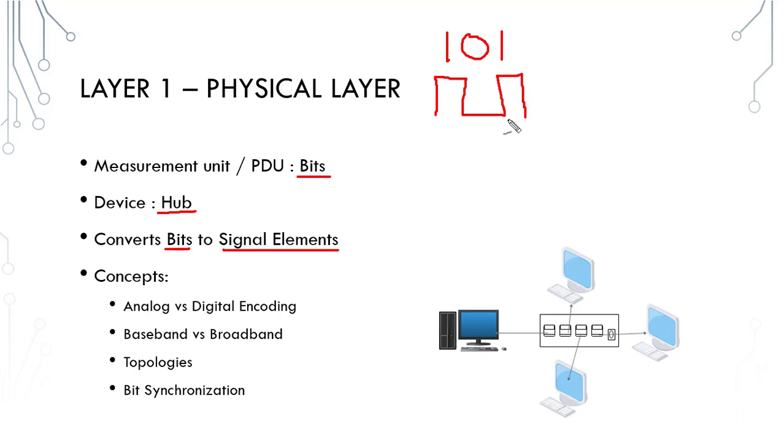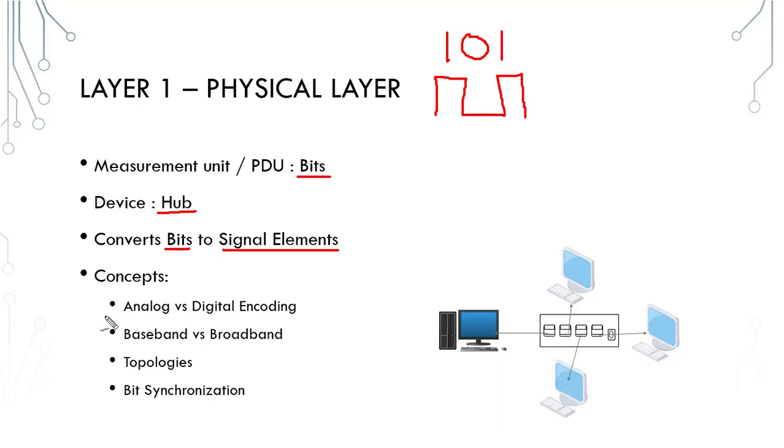There are many techniques to convert the bits into signals, like return to zero, non-return to zero, Manchester, differential Manchester, and so on. If you want to go into details, you can study this yourself, but in simpler terms, you just need to understand that the function of the physical layer is to convert bits to signal elements so that they can be transferred through wire. These signal elements can be electrical current if you are using Ethernet, or light pulses if you are using optical fiber.